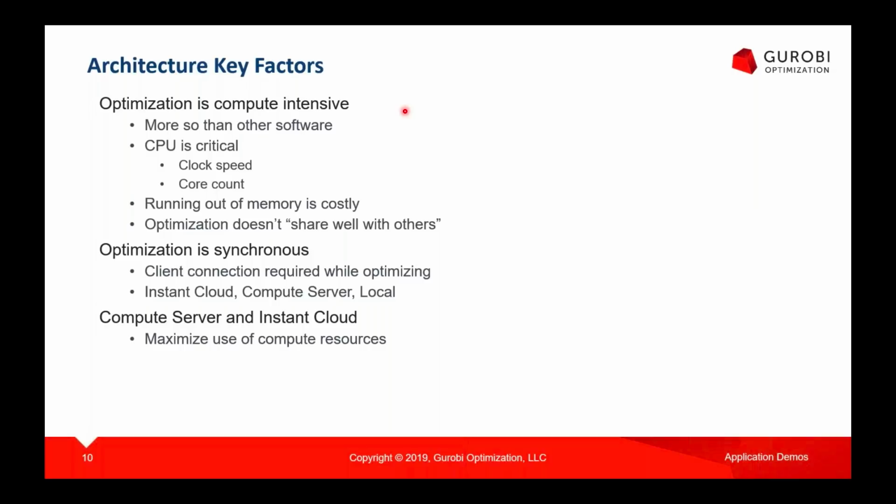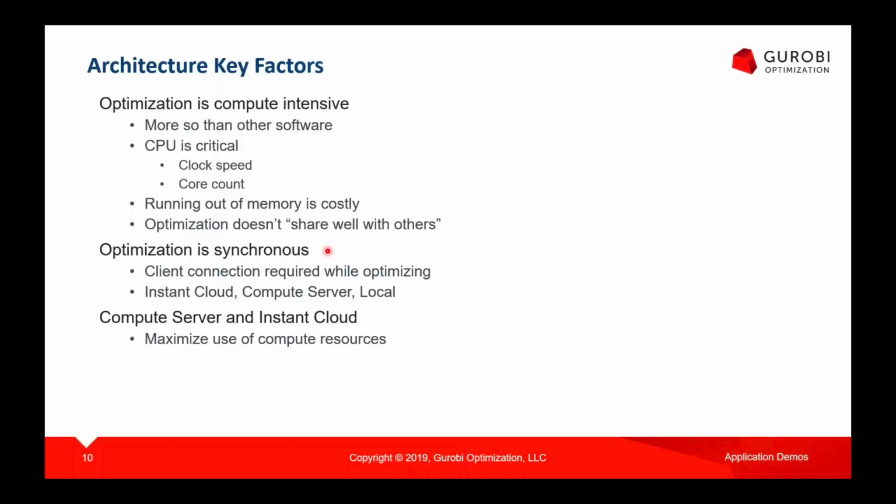It's pretty unusual to see problems being solved with less than 4 cores, very unusual actually. And 8 is really typical now. Memory is less of a factor, but running out of it is very expensive performance-wise. So that's a factor to consider. And so in short, I put here that optimization doesn't share well with others because it wants its own computer, its own cores, its own memory, and it doesn't want to share it with a web server or other processes or a desktop user. It wants its own computer to do its job well.